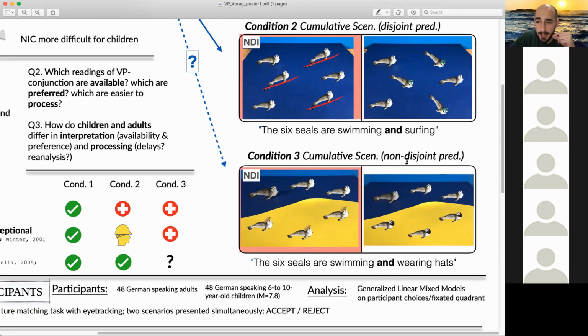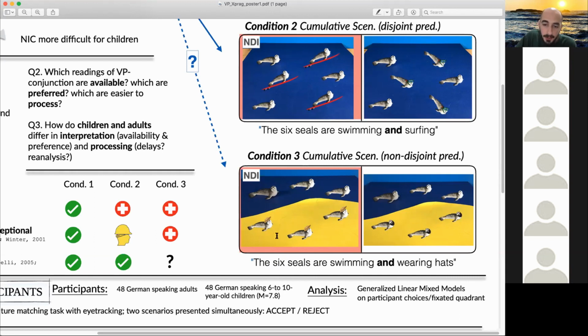So here the predicate is non-disjoint, so there's nothing telling you that you could not have a distributive interpretation. So if the non-distributive interpretation is just an exceptional thing that you would do in certain cases, then you should not be very happy with this, okay? Because here the 6 seals are swimming and wearing hats. So there's nothing preventing you from doing both things at the same time, right?